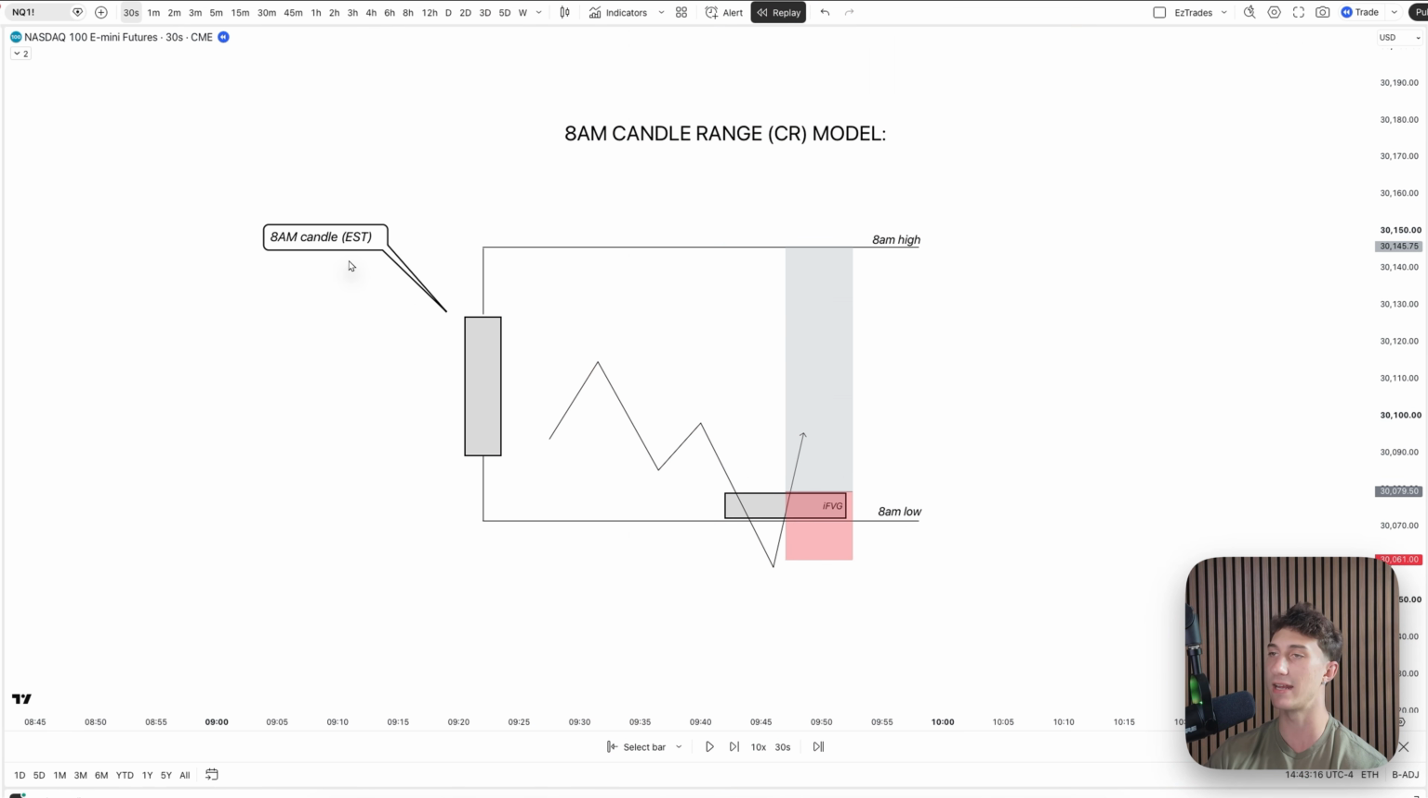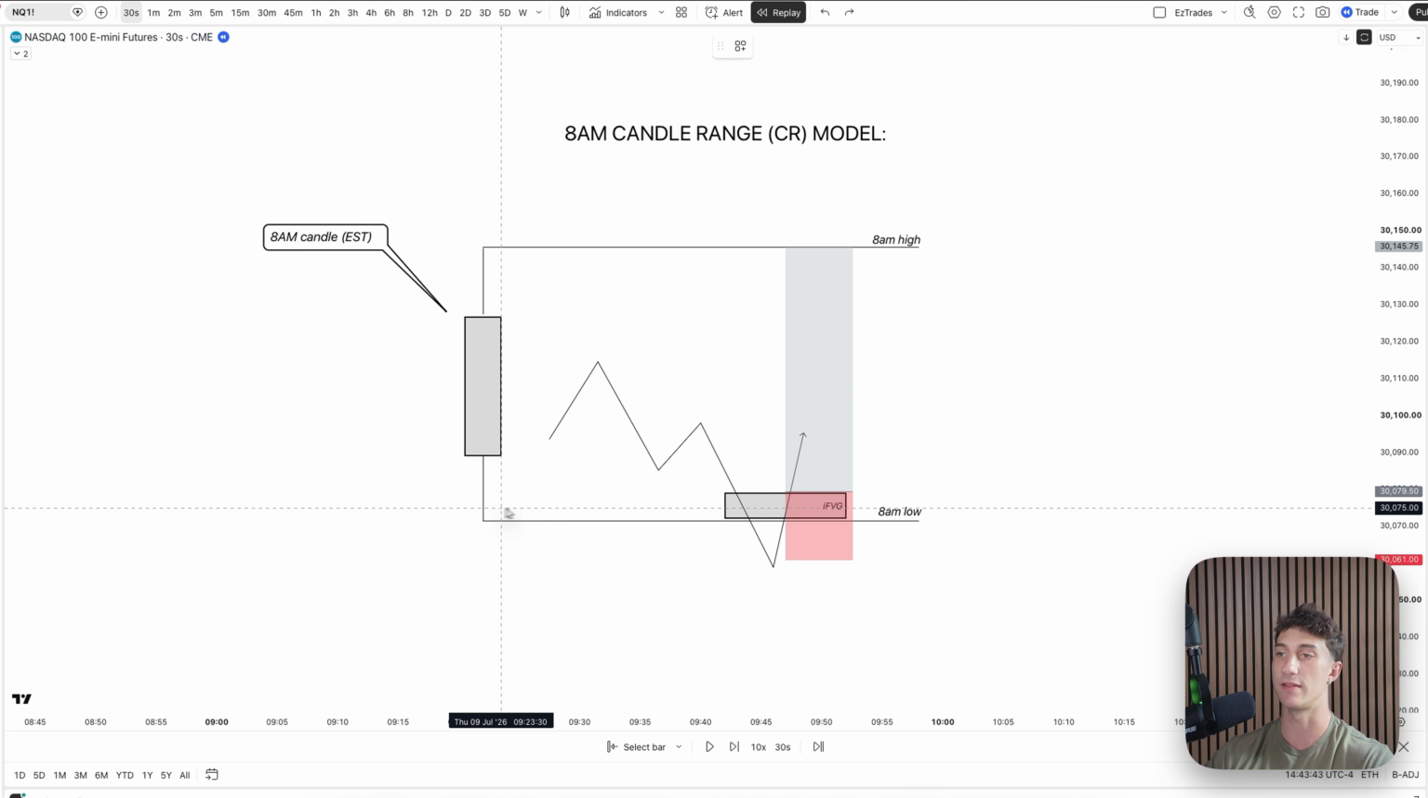So here is the 8 a.m. candle range in short, okay? You have your 8 a.m. candle. This is Eastern time, so 8 to 9 a.m. All you're going to do is mark out that candle high, or the 8 a.m. high, and mark out the 8 a.m. low. Now, all you're looking for is for one side of this range to get swept.